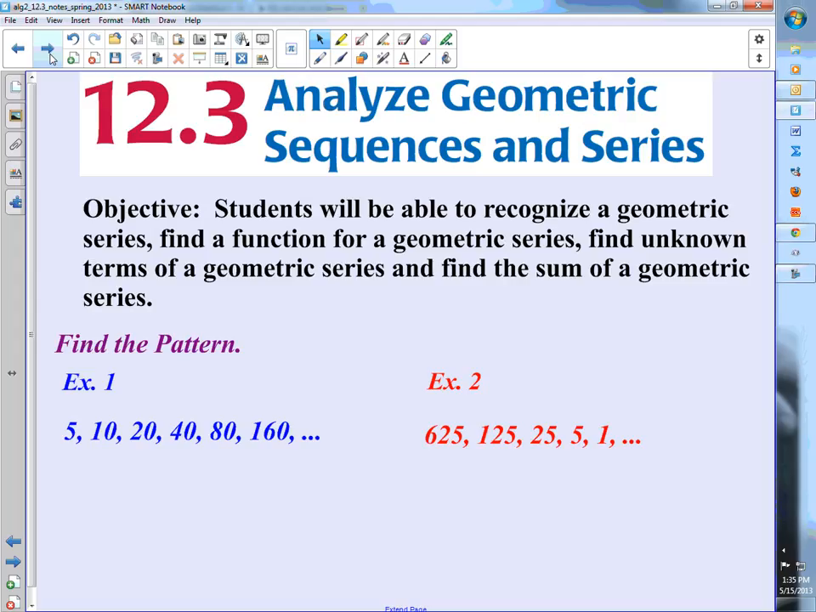Now, some of them are easy. Some of them are definitely more complicated. So we're going to start off by just taking a look at these two examples, 1 and 2, and see if you can figure out what comes next. Just look at the pattern. Just take a second to look at both of them and see if you can describe in words how to get to the next term.